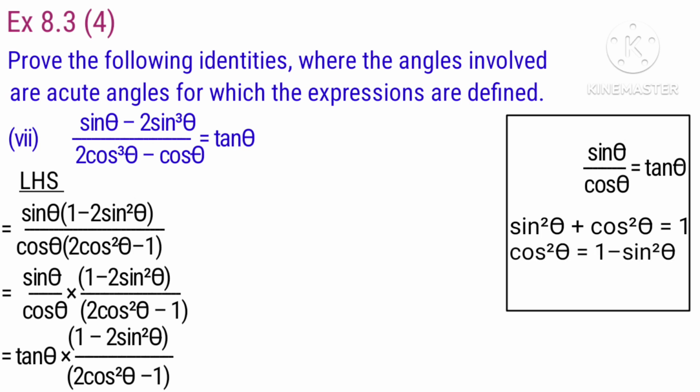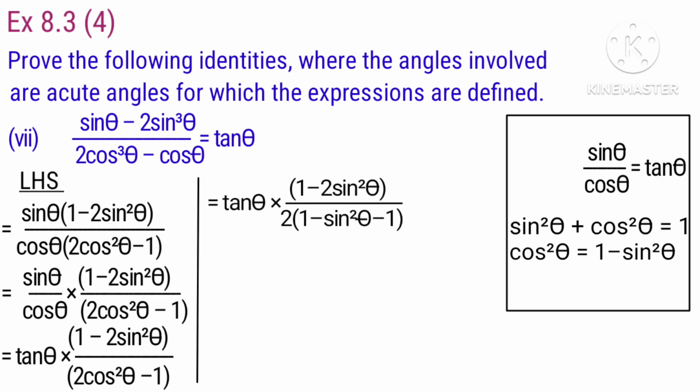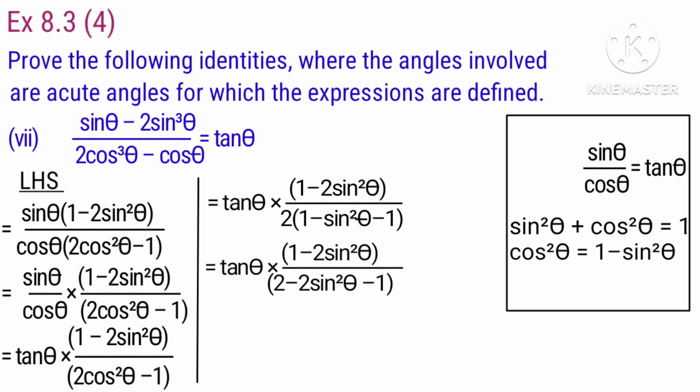ஸோ இதில் எனக்கு சப்ஸ்டியூட் பண்ணா I'll get tan theta into 1 minus 2 sin square theta divided by 2 into 1 minus sin square theta minus 1. So, when I multiply 2 in the denominator, I will get tan theta into 1 minus 2 sin square theta divided by 2 minus 2 sin square theta minus 1. So, here 2 minus 1 is 1 in the denominator. So, I will get tan theta into 1 minus 2 sin square theta divided by 1 minus 2 sin square theta.